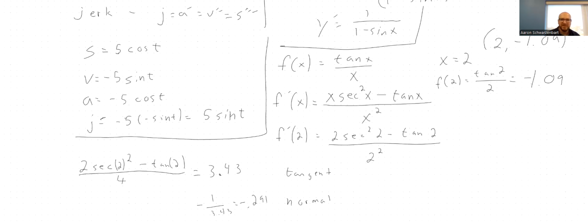So the tangent line: y plus 1.09 equals 3.43 times x minus 2. If you'd like, you can put it in slope-intercept form. The normal line. Done. Not so bad, huh?